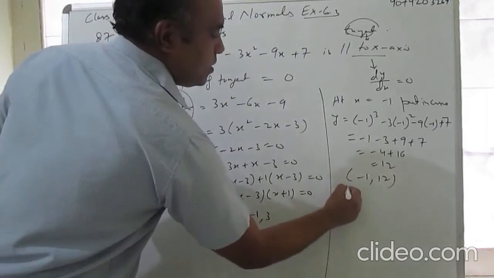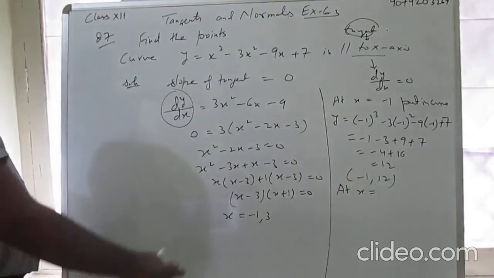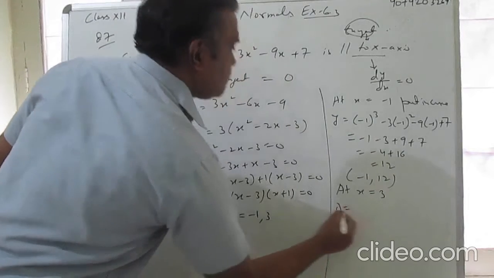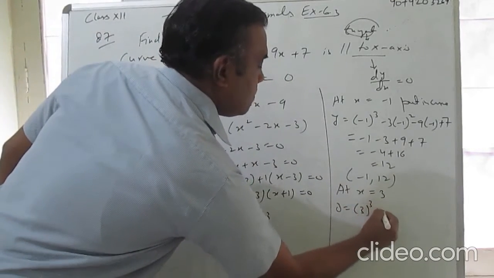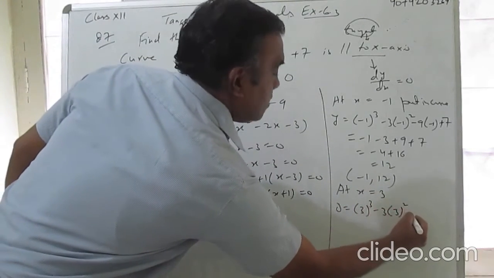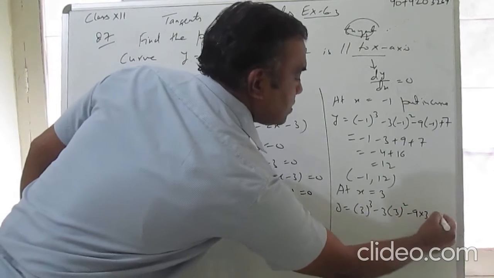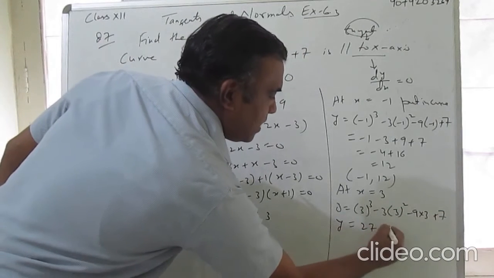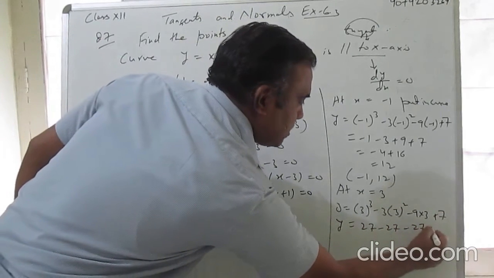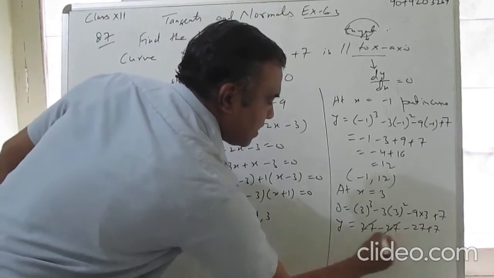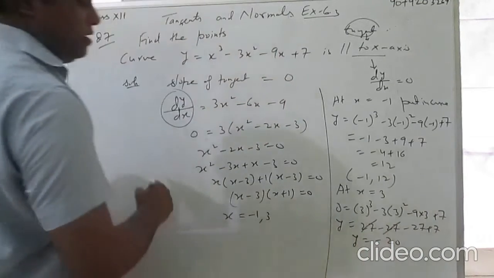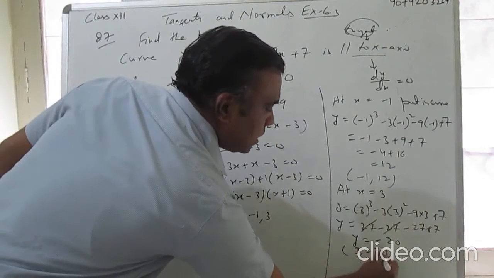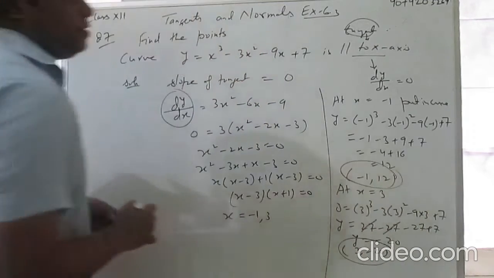Now at x is equal to 3. Now y is equal to 3 cube minus 3 into 3 squared minus 9 into 3 plus 7. Now see here, y is equal to 27 minus 27 minus 27 plus 7. This 27 cancelled out. y is equal to minus 20. Now the point is 3 comma minus 20. One this point and one this point.